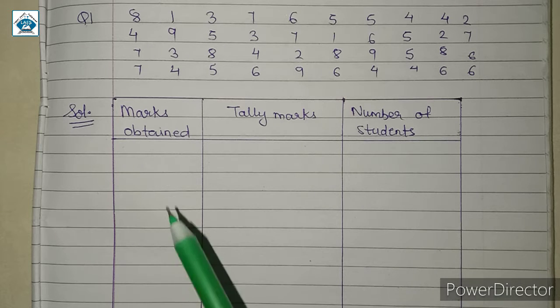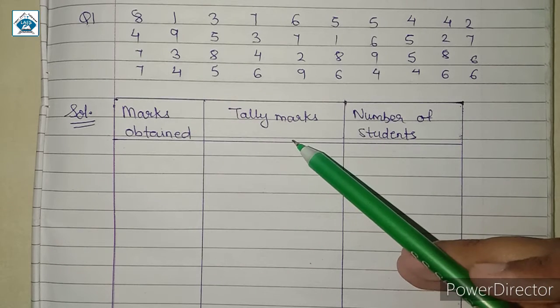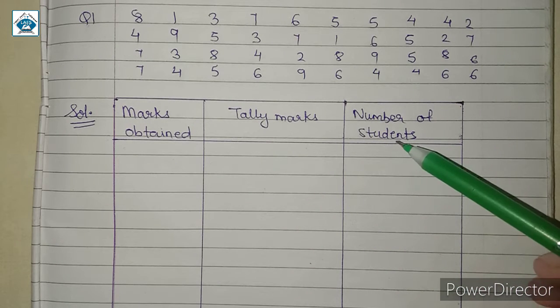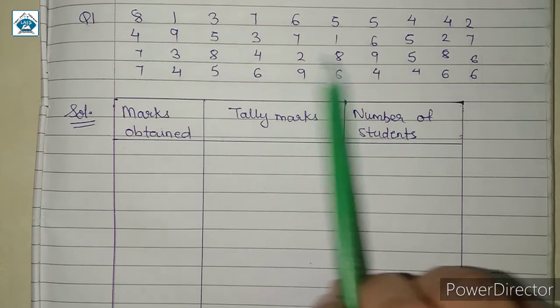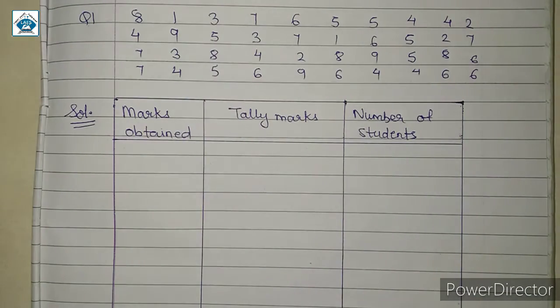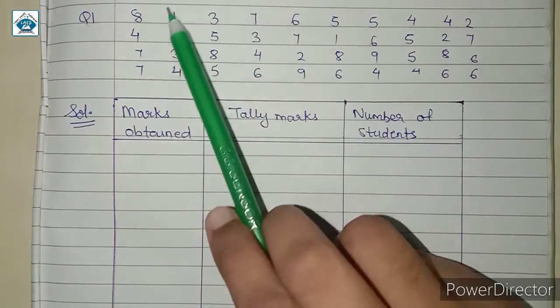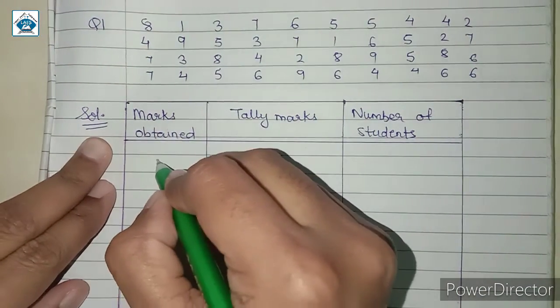In the first column, we have marks obtained because in this question, we are given the marks obtained by 40 students. Next, we will be preparing tally marks out of those and then we will find the number of students. So here, this is the given data and as you can see in this data, there is no number which is less than 1. That is, we don't have 0 in this given data. So we will begin with 1.